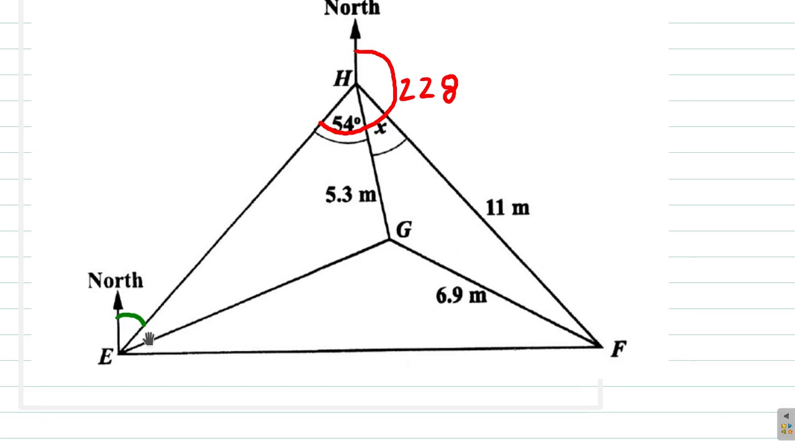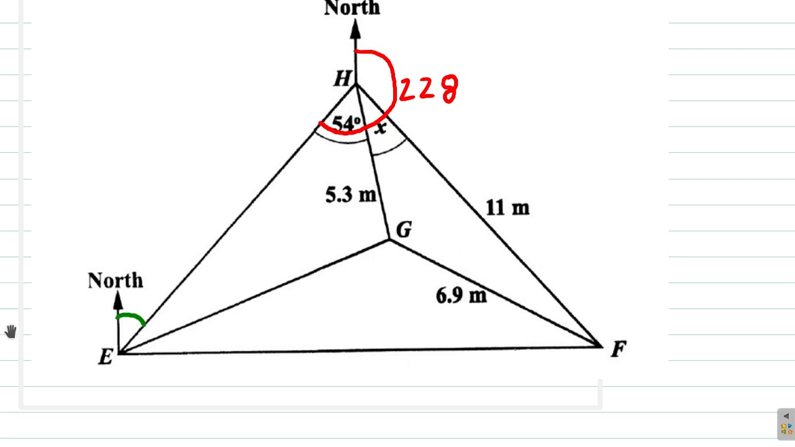Alright, so they want the bearing of H from E. When you say H from E, it means a straight line joins H and E, and from E means that E is where you have the north line and the arc. And remember, bearings are measured from the north in a clockwise direction, and you always write them in 3 digits. Now, what we want is this angle. How can we get that angle?